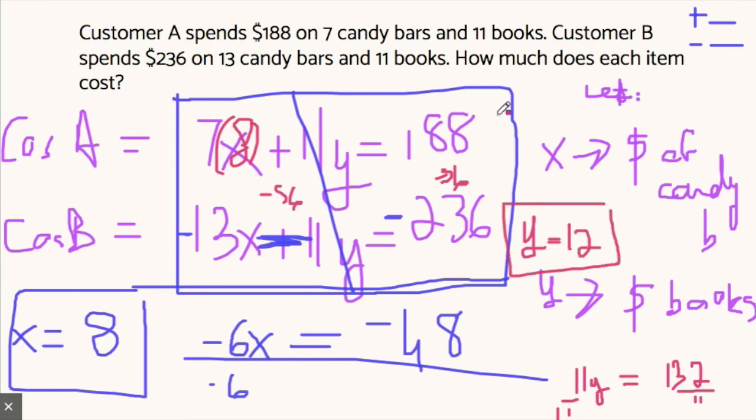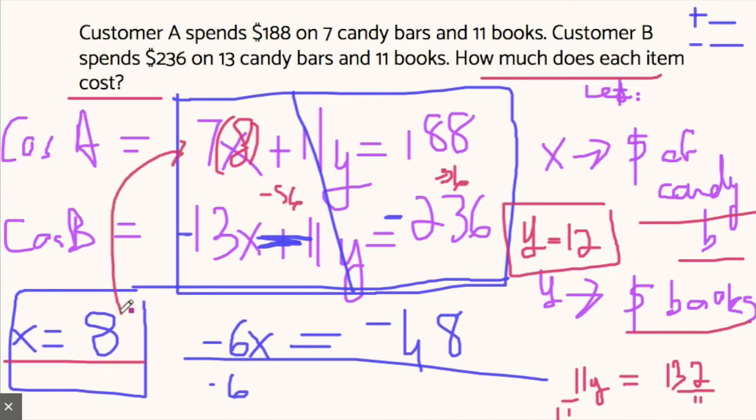Now our question is asking how much does each item cost. So we would say 8 is the cost of candy bars and 12 is the cost of books. But pay attention to what the question is asking, because sometimes it only asks for one item and you can just leave it there. For example, if this question only asked for the cost of candy bars, we would just leave it as 8 and we wouldn't have to plug it in to find y.